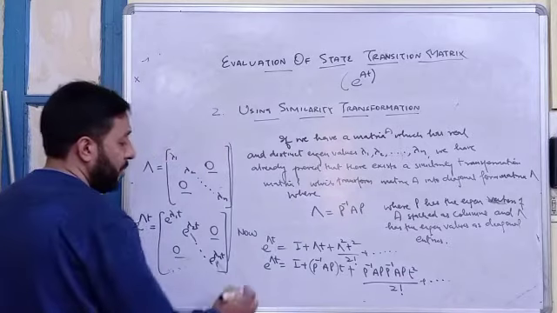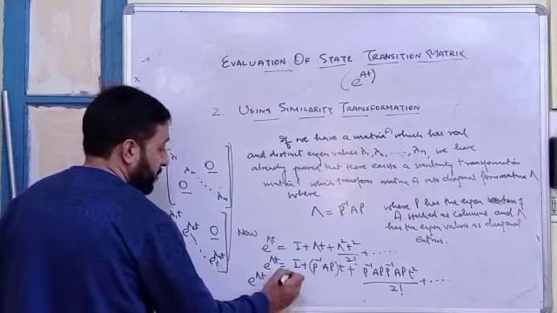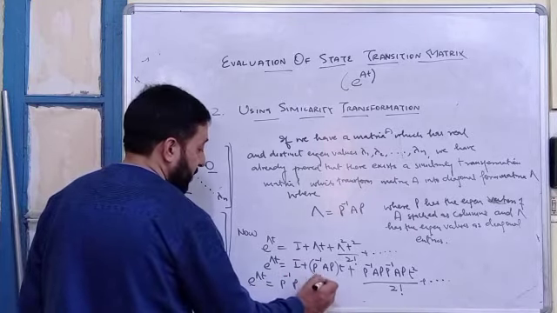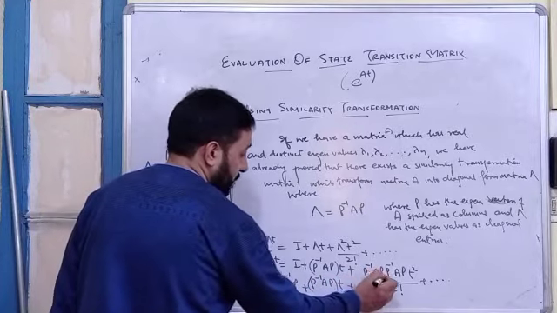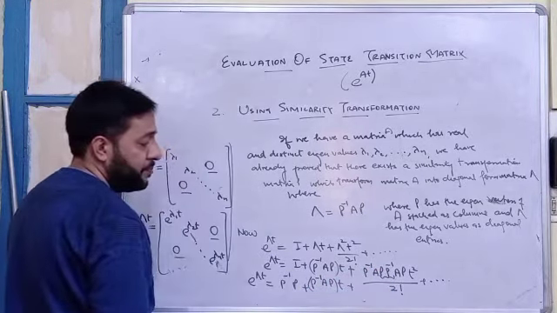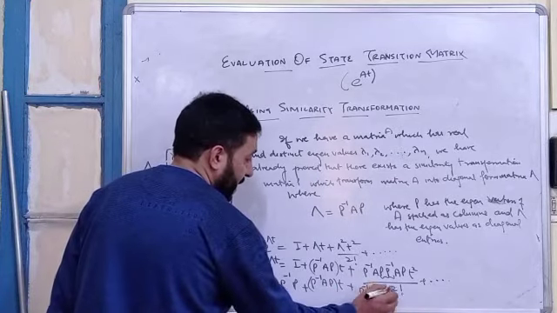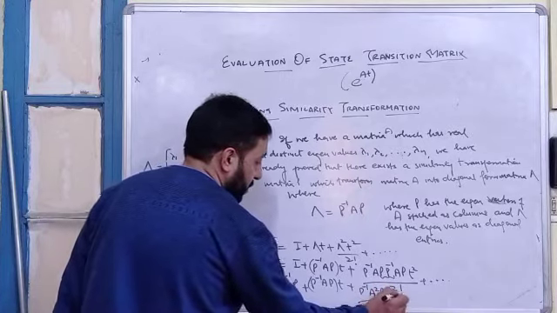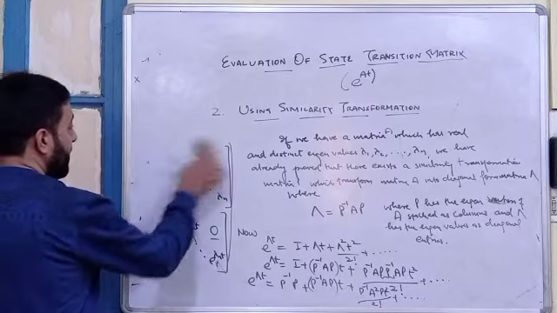So e to the power lambda t is equal to, in place of I, I can write P inverse P, plus P inverse A P t. Here P P inverse is I. Then I have P inverse A squared P, t squared upon 2 factorial, plus so on. Am I writing it correctly?